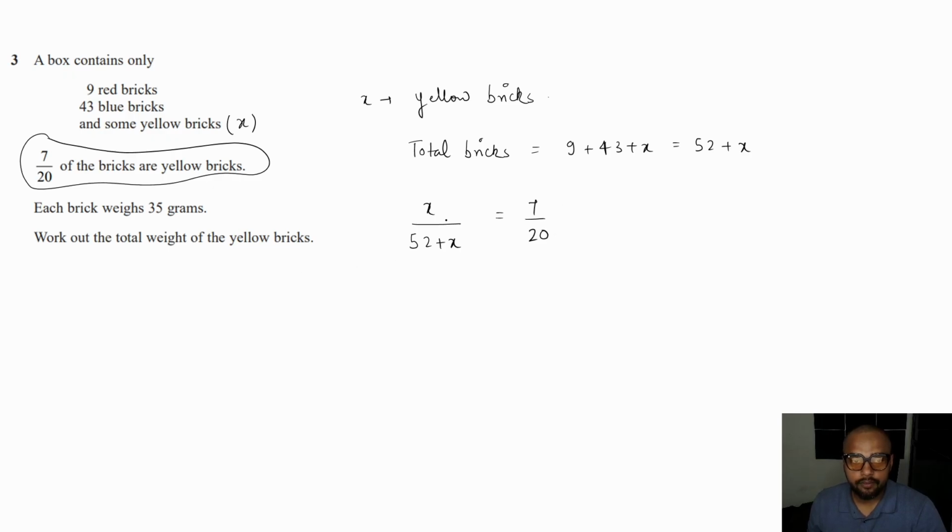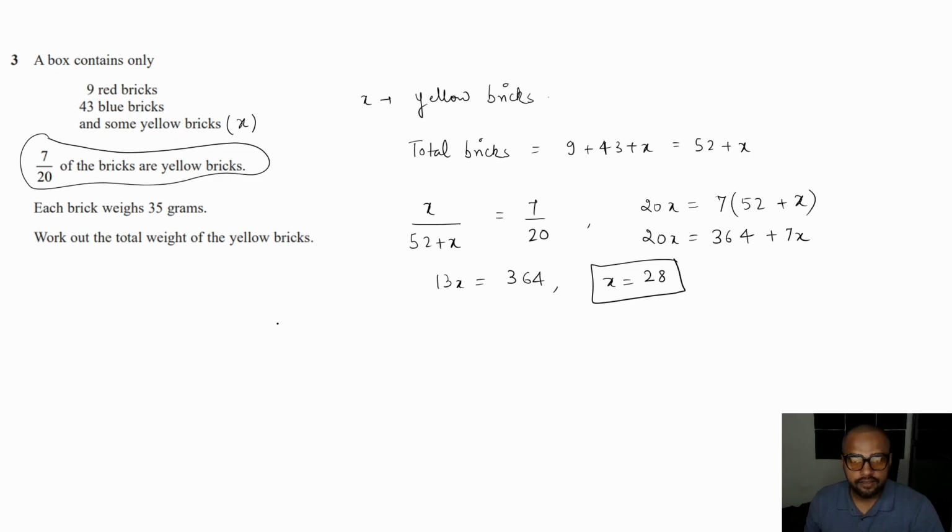They both will be equal because as per the question, 7 by 20 of the bricks are yellow bricks. What we need to do is just cross multiply. We'll get 20x equals 7 cross 52 plus x, so 20x equals 364 plus 7x. From here we'll get 13x equals 364, so the value of x we are getting here is 28.